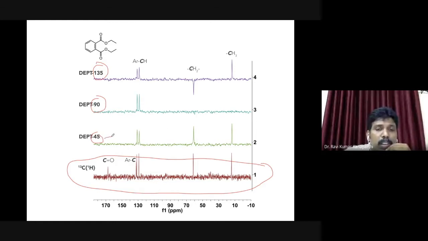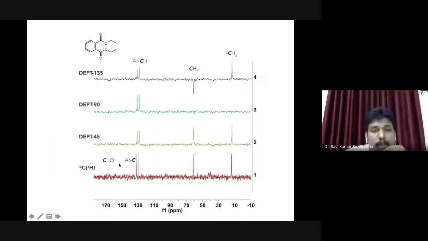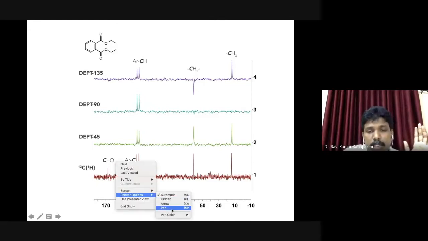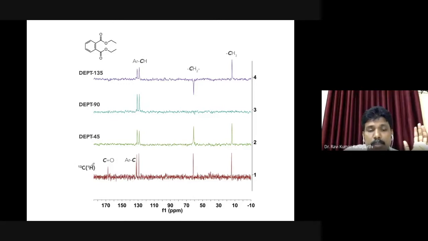Okay, when you record, please remember that when you do the DEPT 45 scan, the quaternary signals will be totally gone, and you don't see that. That is exactly the case. You can see here the carbonyl signals in a simple carbon-13 spectrum, they will be seen from 160 to 220, anywhere that you can find, depending upon the chemical environment. So those signals in the DEPT 45 scan are totally missed out.